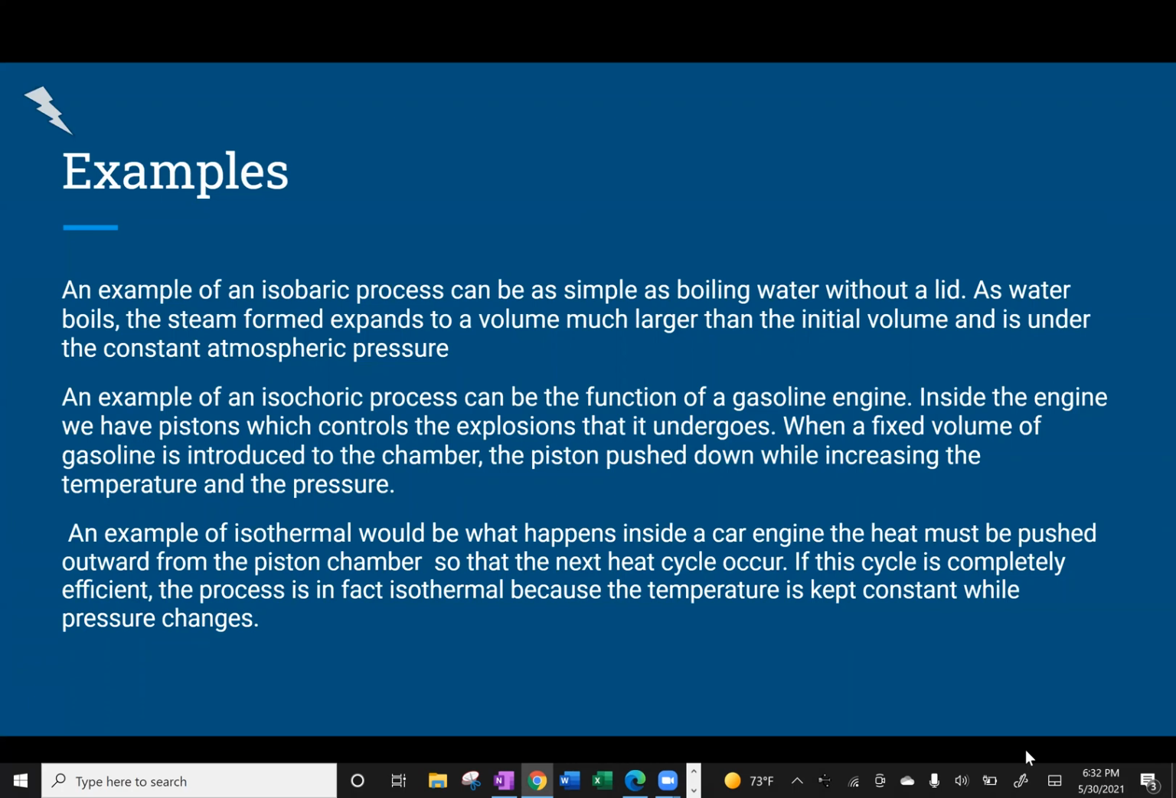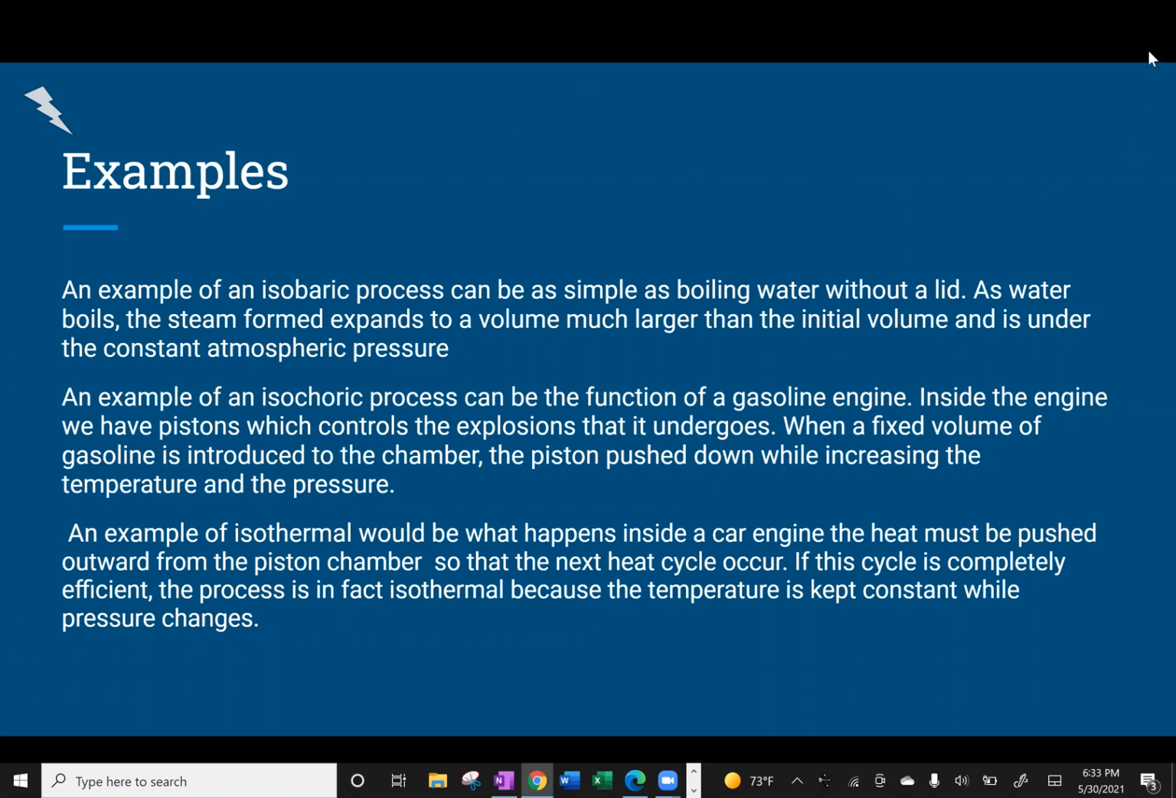Second is isochoric, and that's when volume is kept the same. An example of that is if we were to look at an ordinary gasoline engine, there are a lot of mini explosions going on inside the piston chamber. This happens when a fixed volume of gasoline is introduced to the chamber. The piston then smashes down, increasing both temperature and pressure. Boom! Now we know what isochoric is in a real-life situation.